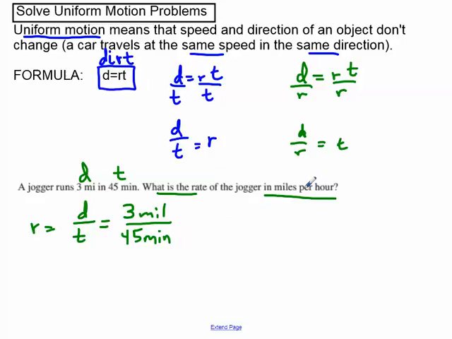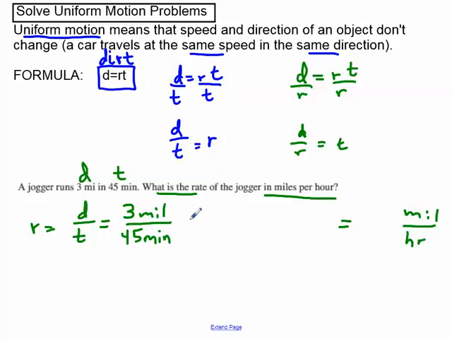Alright, but I want miles per hour. This is going to be miles per minute. If I look at my units, it's miles per minute that I've been given. So I've got to modify this to get miles per hour. I'm going to erase that. I want miles per hour.